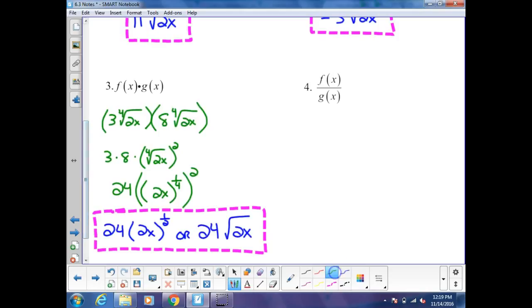Dividing them, what happens to the fourth root of 2x? It cancels each other out because there's one on top and there's one on the bottom. So this is simply just 3/8.